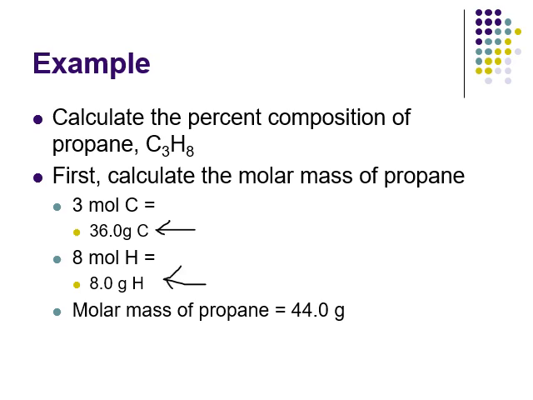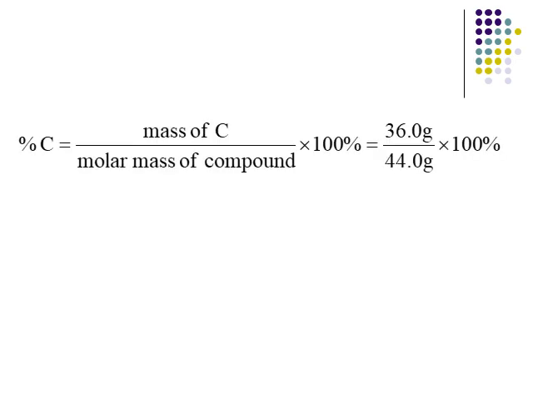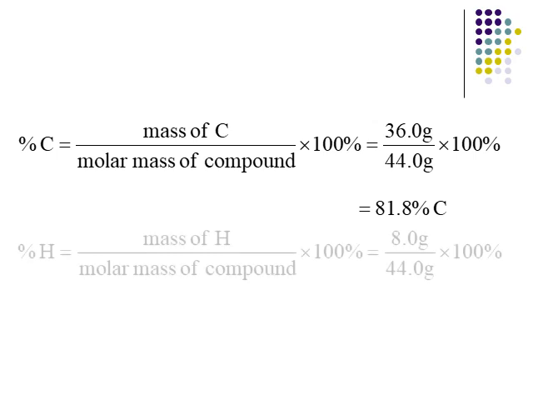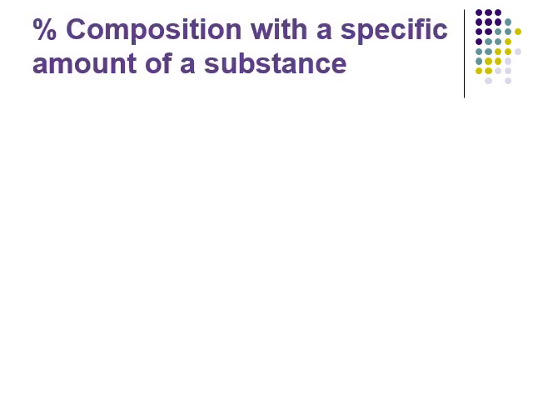So for the mass of carbon, I'm going to use 36. For the mass of hydrogen, I'm going to use 8. So mass of carbon, 36. Molar mass of the compound, 44. 36 divided by 44 times 100 is 81.8. Do the same thing for hydrogen. Get my answer. I double check by adding these together. They should add up to 100. They do. Oh, happy day.